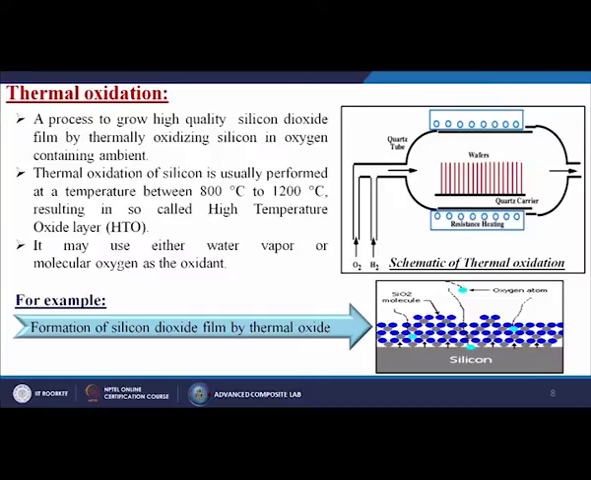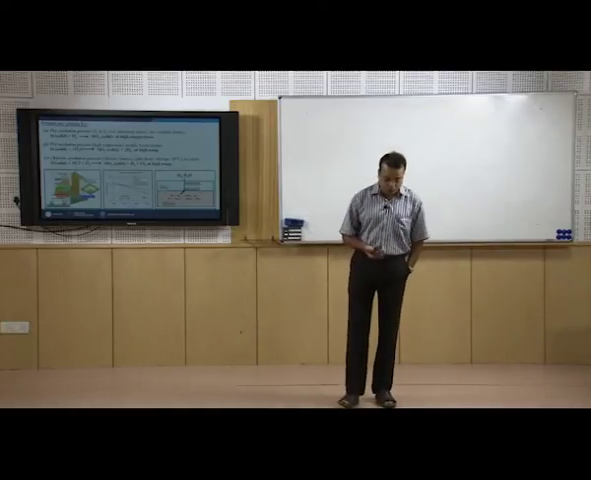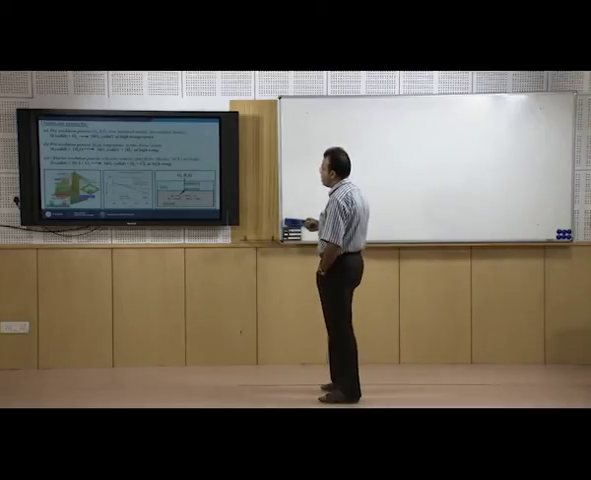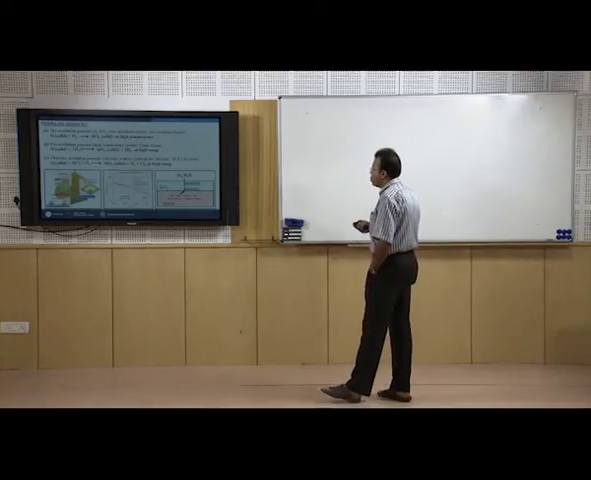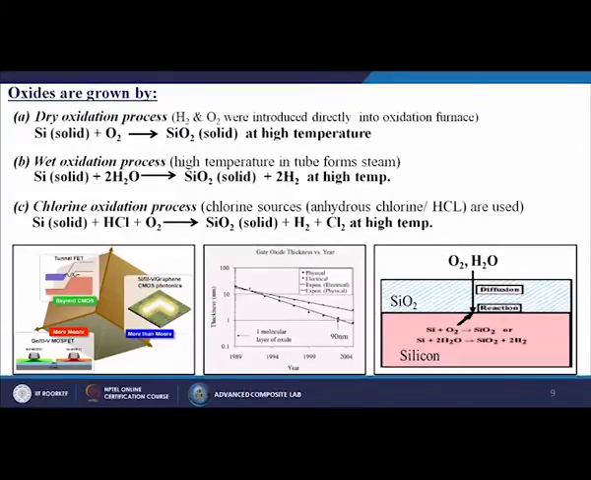So, here we have oxygen atoms, we have SiO2 molecules, and then the SiO2 molecules are reacting with the oxygen and forming silicon dioxide on the substrate itself. So, oxides are generally grown by three methods by which we can generate this oxide onto the substrate. The first one is called the dry oxidation process, where generally oxygen is introduced directly into the oxidation furnace. So, the reaction looks like this: silicon in solid form plus oxygen forms silicon dioxide at high temperature.